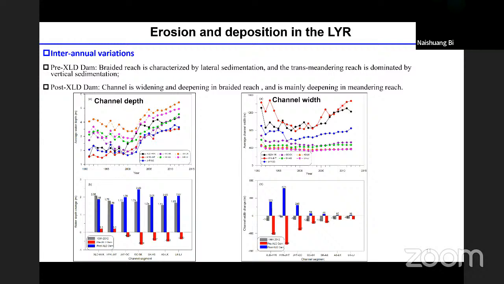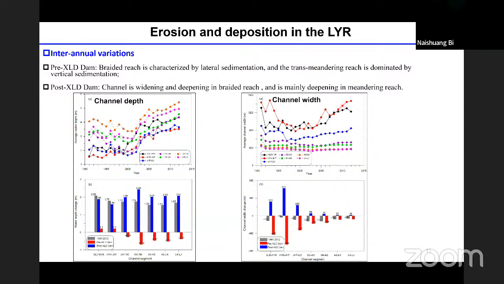So not only did we calculate the erosion and deposition values, we also examined the change in the cross-section shape, for example the channel depth and also the channel width. This figure shows the spatial temporal variation in channel depth in the bankfull discharge period. The dashed line indicates transitional to meandering reaches. The solid line indicates braided reaches.